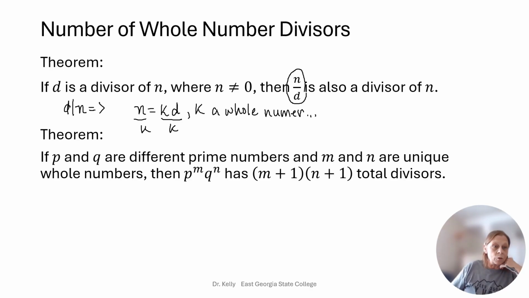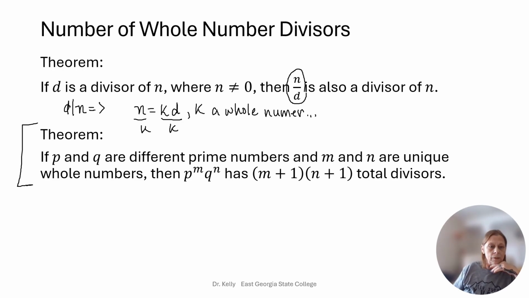The second theorem's a little bit more useful as far as something that we're going to use here. It says if P and Q are different prime numbers and M and N are unique whole numbers, then when we have P to the M times Q to the N, that has M plus 1 times N plus 1 total divisors. So here's an example.